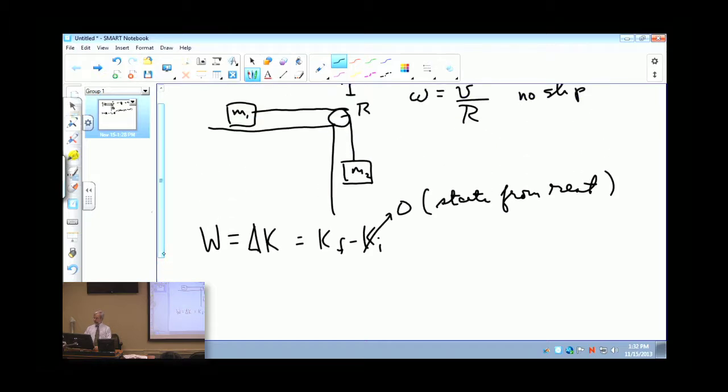If this mass drops a distance d, then the work by gravity will be simply m2 g d. Right? Now there are lots of other forces in the system, but none of them do work, except gravity. Gravity is the only one that does net work on the system. So the net work by all the different forces ends up being just the work done by gravity.